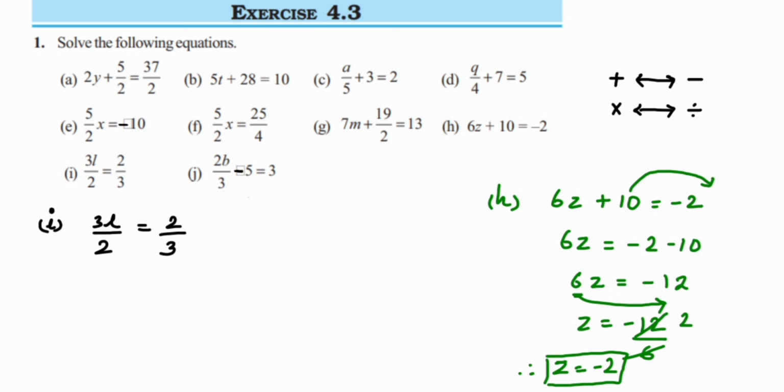So 2 is in division. When you take it to the other side it becomes multiplication. So multiply in the numerator. So 2 multiplied by 2 upon 3. So 2 2s are 4. So 3l is equal to 4 upon 3.